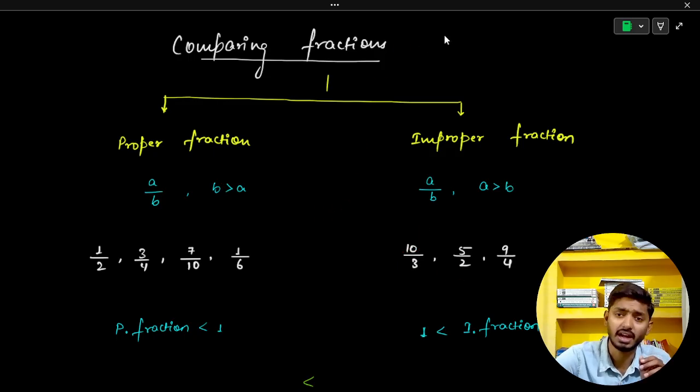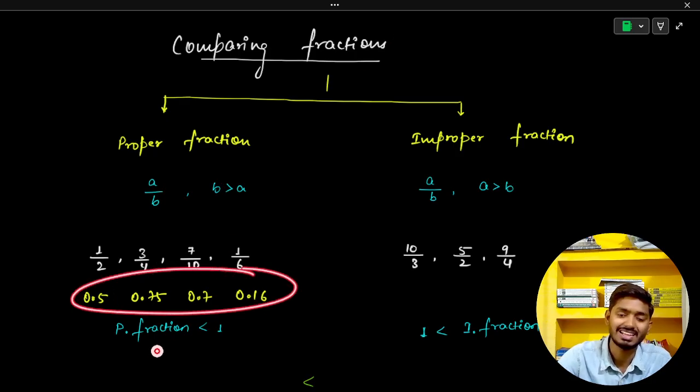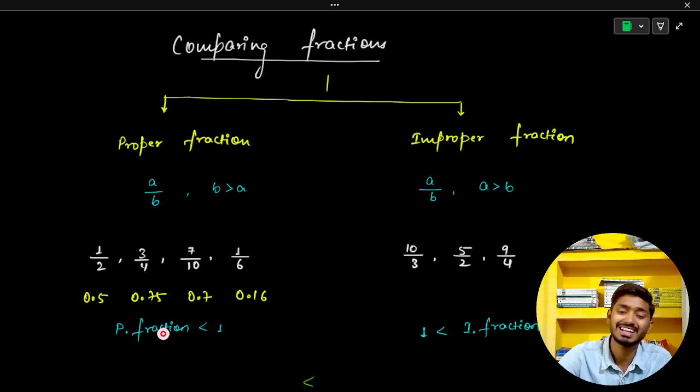Now, if I find the decimal value of these, it would be 0.5 over here, 0.75 for 3 by 4, 7 by 10 would be represented as 0.7, and 1 by 6 would be 0.16. If you observe these values, all of them are less than 1. So we can very clearly say that proper fractions are always less than 1.